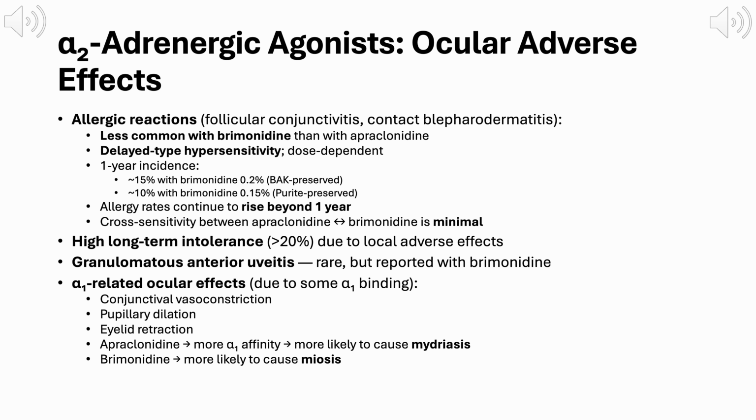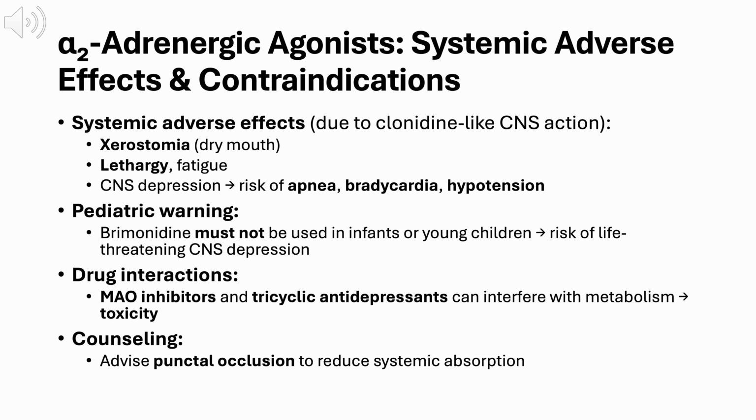Finally, alpha-1-related ocular effects can occur from some alpha-1 receptor binding, including conjunctival vasoconstriction, pupillary dilation, and eyelid retraction. Apraclonidine has stronger alpha-1 affinity, making it more likely to cause mydriasis, whereas brimonidine tends to cause miosis.